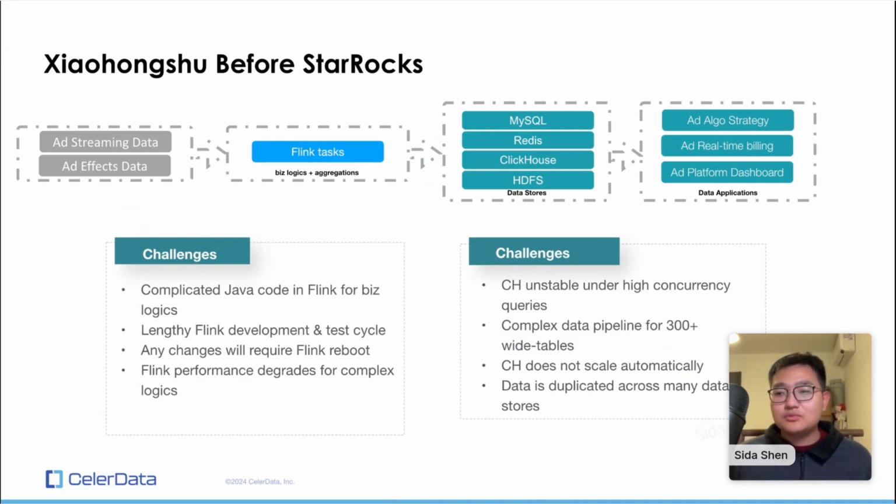And also data is duplicated across many different data sources. Like I said, because of the concurrency issue that ClickHouse had, they had different kinds of data stores for different purposes, and they had to have them alongside ClickHouse. So that really creates data silos, the same data copied everywhere else. A data governance nightmare.